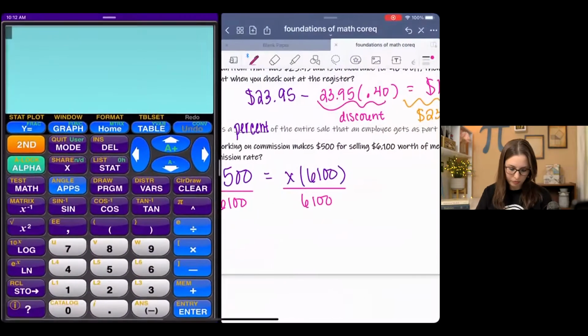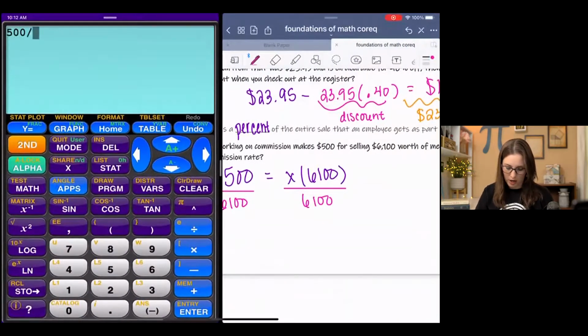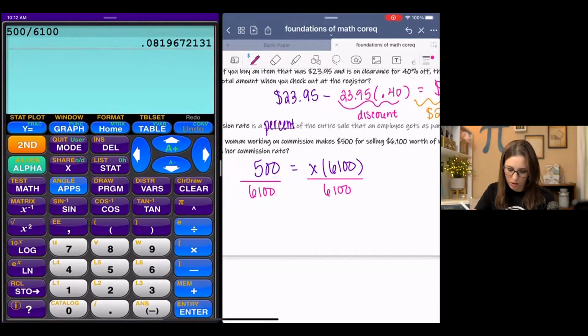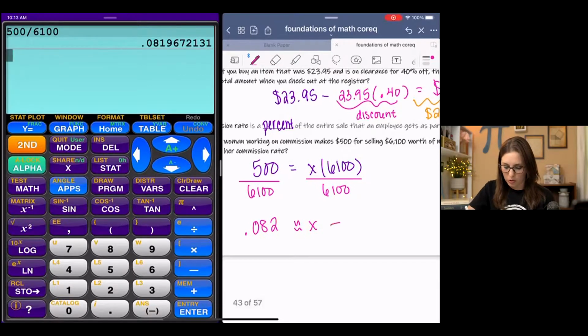500 divided by 6,100 is about 0.082. This is rounded, so I'm going to put the little squiggly marks. That means approximated because I rounded it. So it's going to be a little bit off because of that rounding, but close enough. And then that is the decimal form of the percent. So we would convert that to percent to get about 8.2% commission rate.